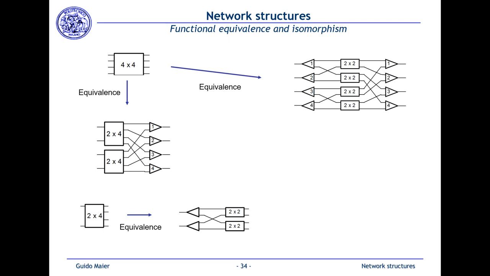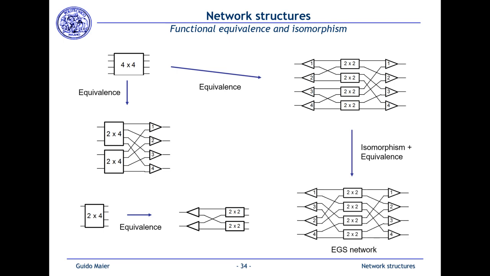Interconnection pattern is different from the first one, but we can apply the isomorphism and the equivalence to come out with a topology equivalent implementation that is very similar to the previous one, identical in terms of switching matrices, but we have changed the interconnection pattern, basically by moving the switching matrices in the first stage, as you can see. So this final network that we obtain is called the EGS network.